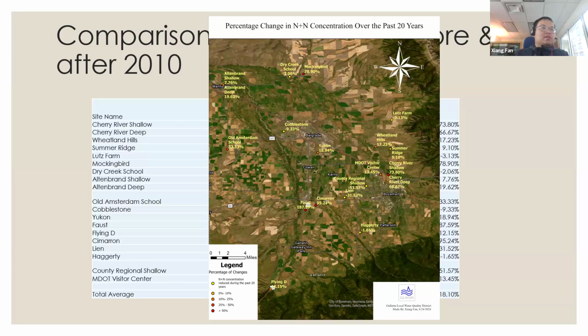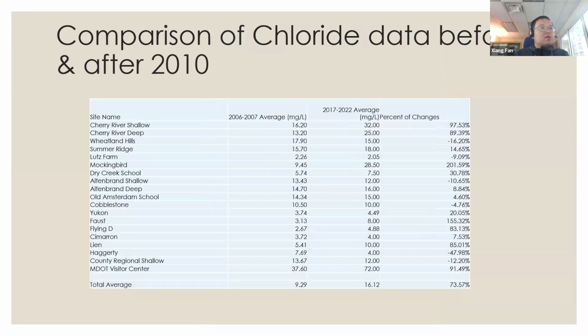And next slide, please. This is a comparison of chloride data. This time we see an average increase of 73%, and in more wells the data is doubled, and for the Mockingbird we can see the data is tripled.